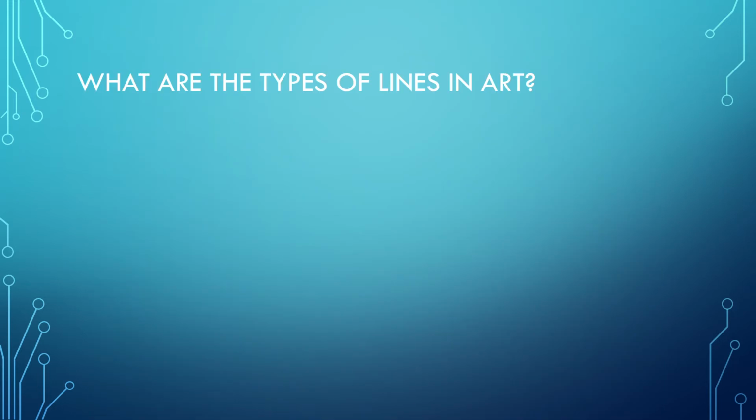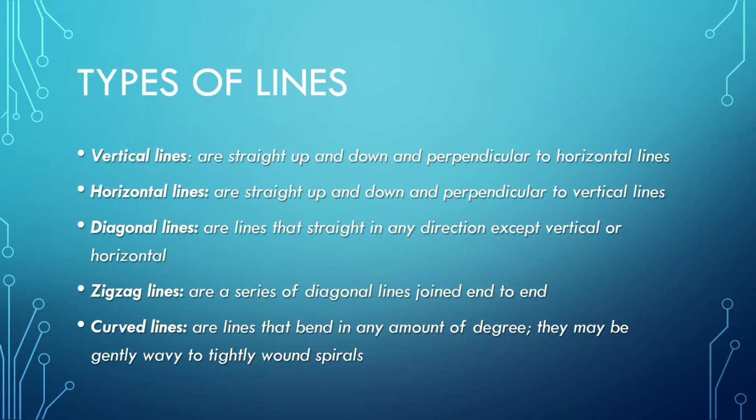So, what are the types of lines in art? Well, there are 5 main types of line. These are vertical lines, which go up and down, horizontal lines, which are side to side, diagonal lines, which usually are corner to corner, zigzag lines, which make a Z directional movement, and of course curved lines, which turn and curve and have amounts of degrees.